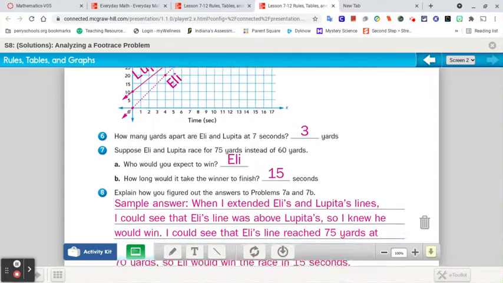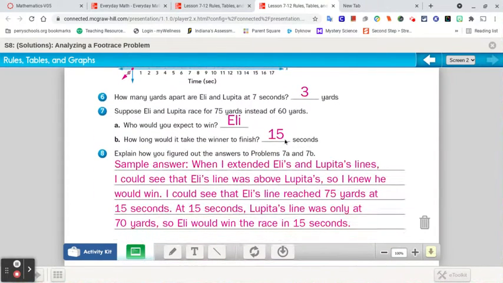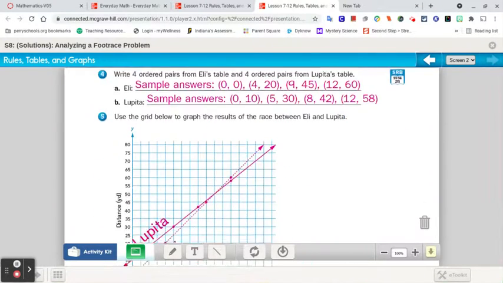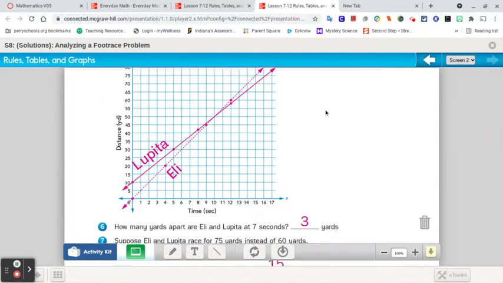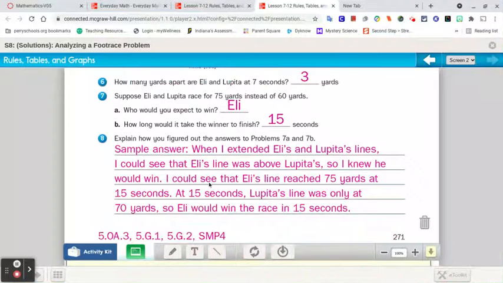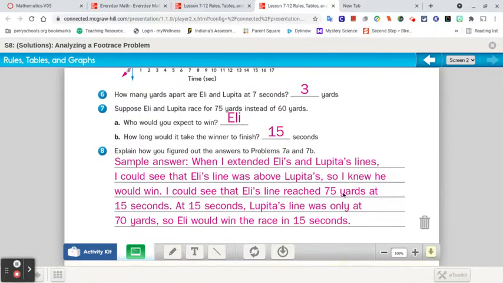Okay, so explain how you figured out the answers to problems 7A and 7B. So here's an example, but you might have figured it out differently. Okay, so let me read through this example. When I extended Eli and Lupita's lines, I could see that Eli's line was above Lupita's, so I knew he would win. So that's what we just talked about right here. You can see his line is above Lupita's, so you know he's going to win. I could see that Eli's line reached 75 yards at 15 seconds. At 15 seconds, Lupita's line was only at 70 yards, so Eli would win the race in 15 seconds. So that would probably be the best answer for that.